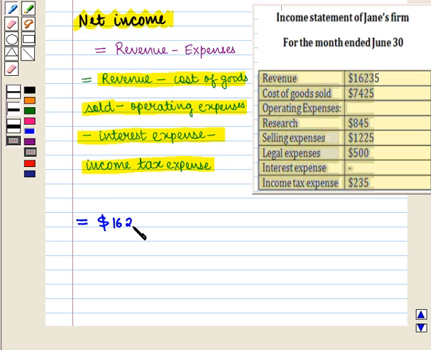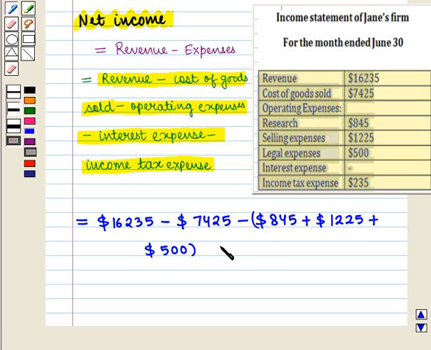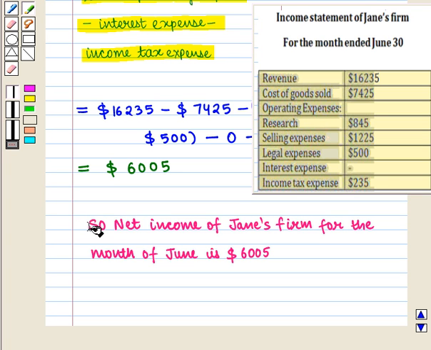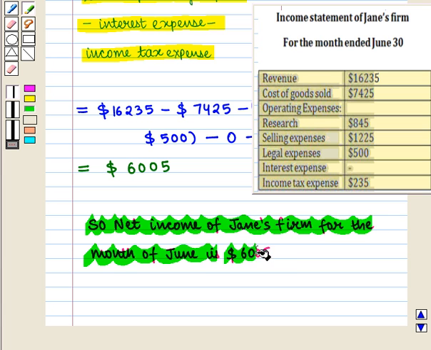So, this is equal to $16,235 minus $7,425 minus $845 plus $1,225 plus $500, the whole, minus 0 minus $235. Now, on solving this further, we get $6,005. So, net income of Jane's firm for the month of June is $6,005. This is the required solution.